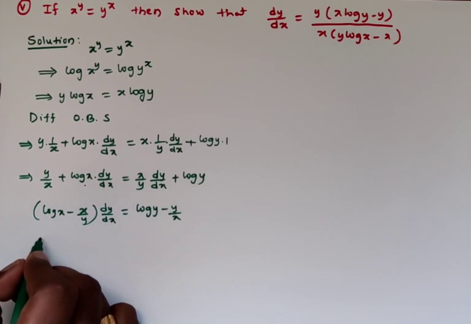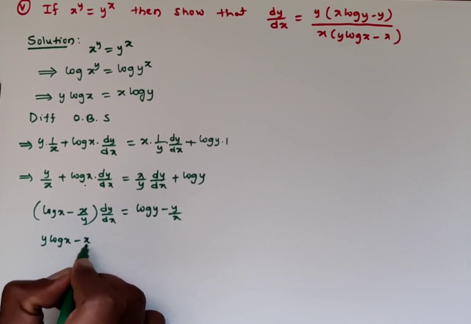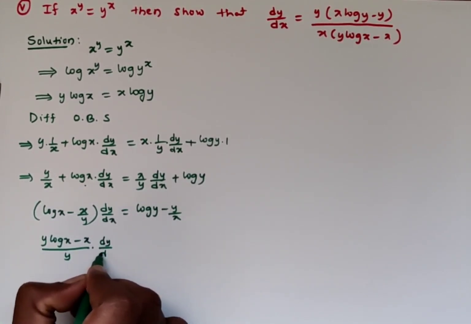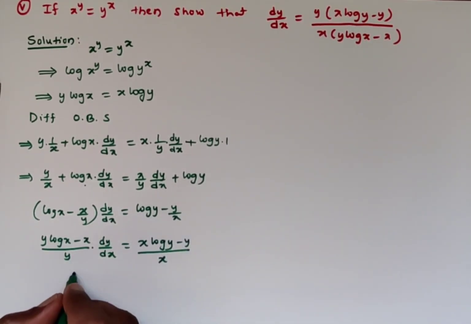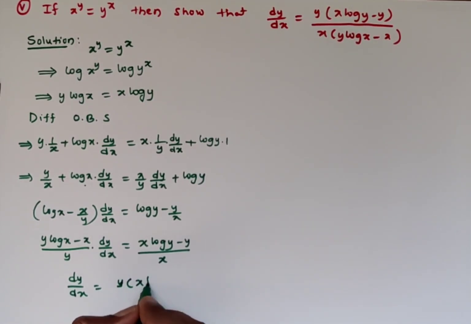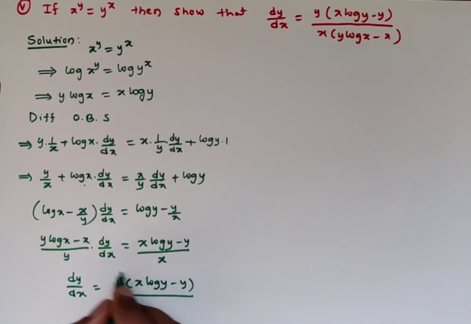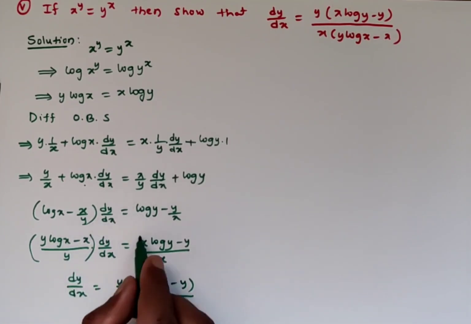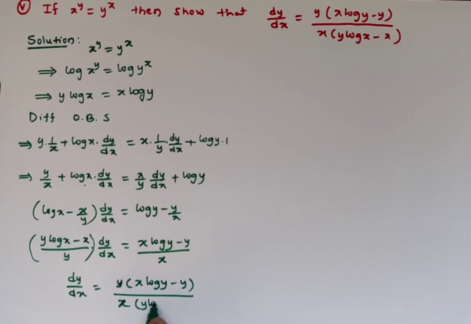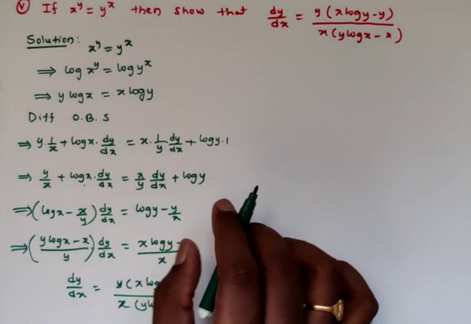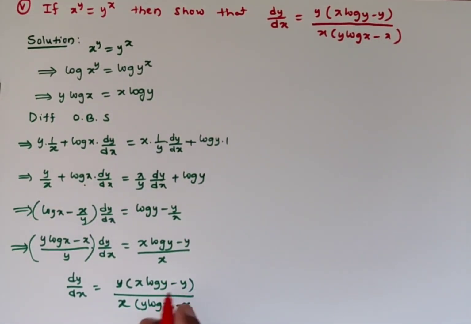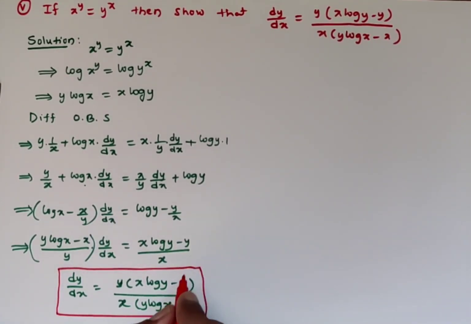Now the simplification here: y into log x minus x by y into dy by dx equals x into log y minus y by x. So finally dy by dx equals, now cross multiplication, y times of x into log y minus y by x, in the a by b, b by a form, into x times of y log x minus x. So if x to the power of y is y to the power of x, then the derivative of y with respect to x is y times of x into log y minus y divided by x into x times of y log x minus x.